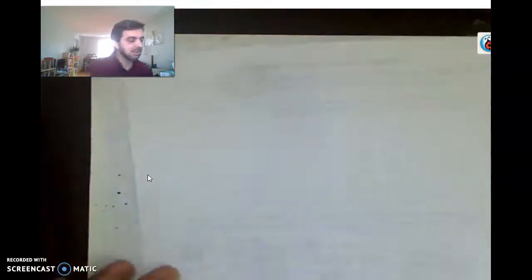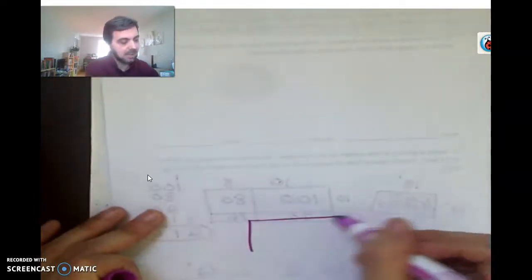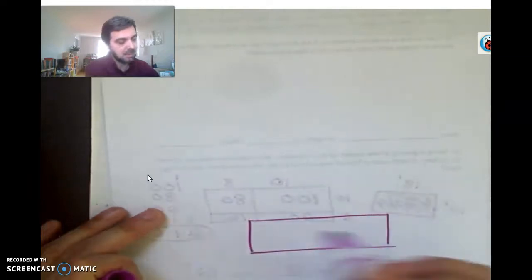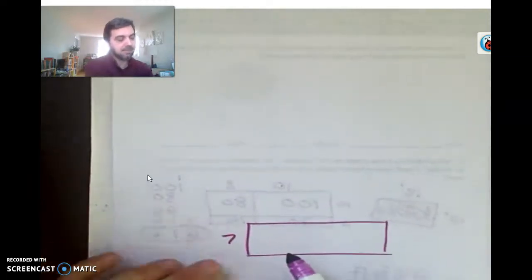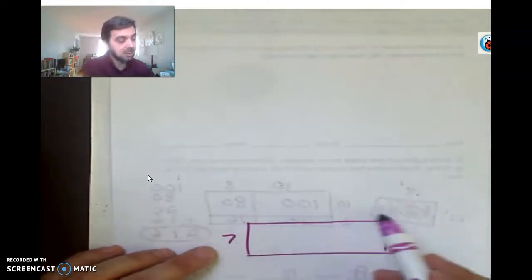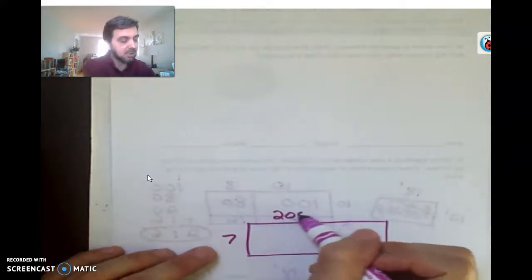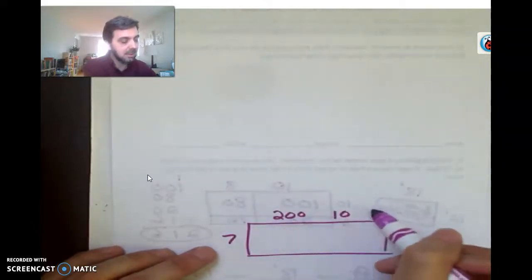All right, so let's take a look at that. Let's turn this over so I have more space. Okay, so in that case, let's say that I'm going to use the area model to figure this out. Okay, so 7 times 216. So I'm going to break that 216 up into 200 and 10 and 6.